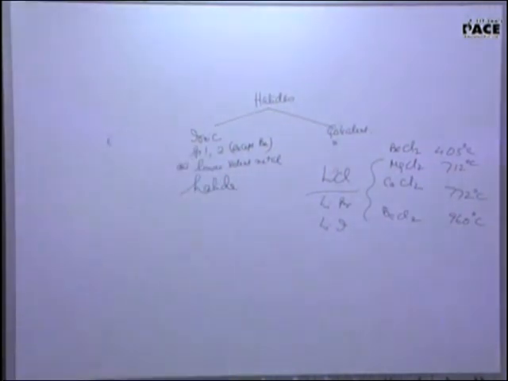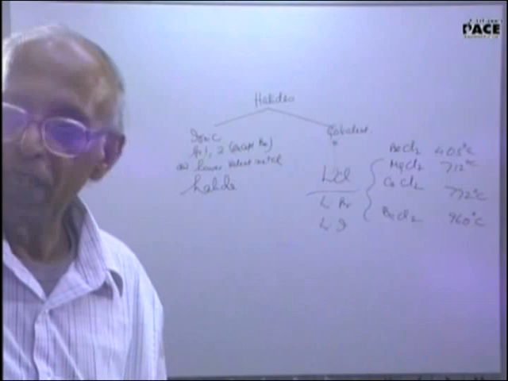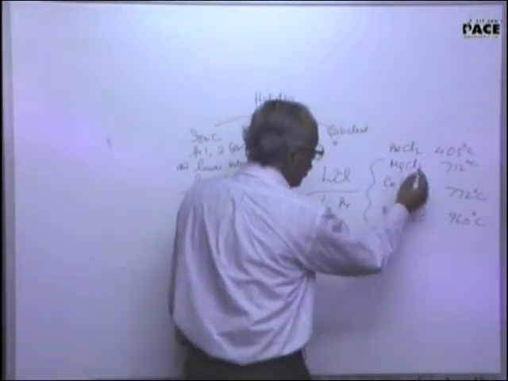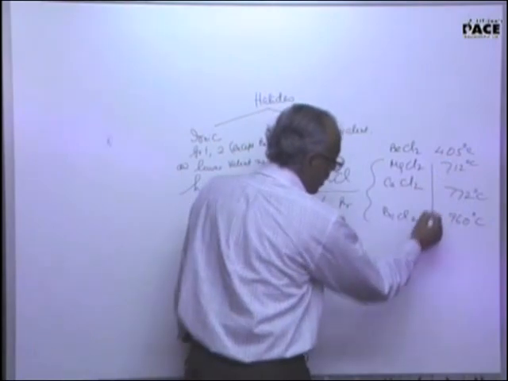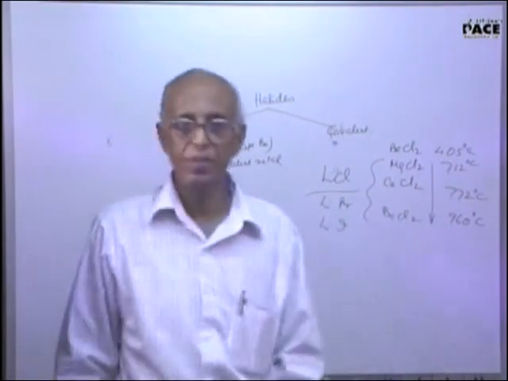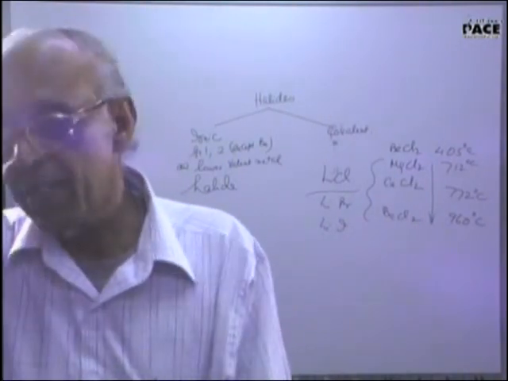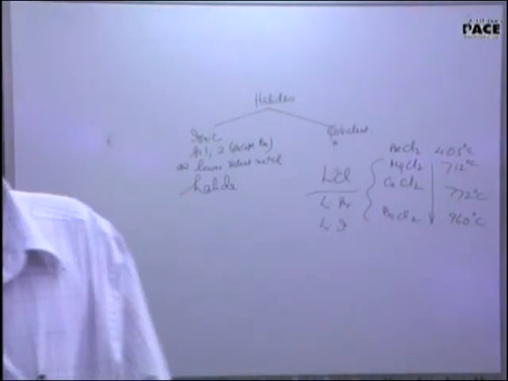But look at the melting point. It keeps on increasing. So when the ionic character does not change, the melting point increases with increase in mass. There is an increase in melting point with increase in molecular weight when all are ionic.